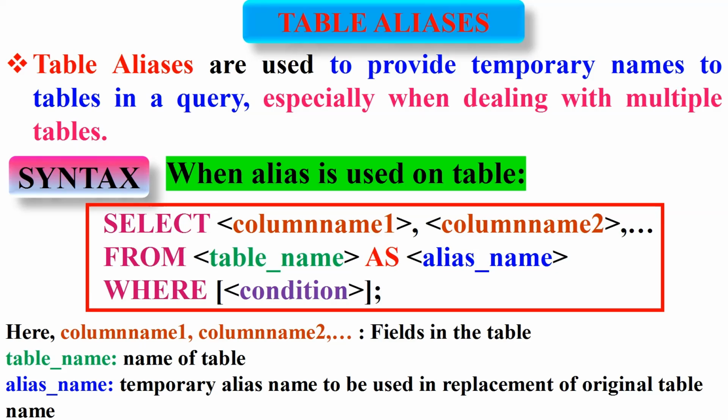Let's learn about table aliases. Table aliases are used to provide temporary names to tables in a query, especially when dealing with multiple tables. The syntax is select column name 1, column name 2, and so on, from table_name as alias_name where condition; Here, column name 1, column name 2 are the fields in the table. Table_name is the name of table. Alias_name is the temporary alias name to be used in replacement of original table name.